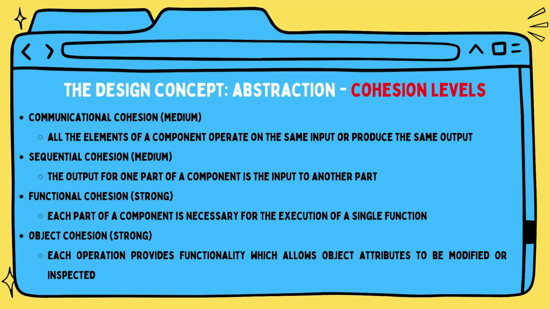Communicational cohesion, medium: all the elements of the component operate on the same input or produce the same output. Sequential cohesion, medium: the output from one part of a component is the input to another part. Functional cohesion, strong: each part of a component is necessary for the execution of a single function. Object cohesion, strong: each operation provides functionality which allows object attributes to be modified or inspected.